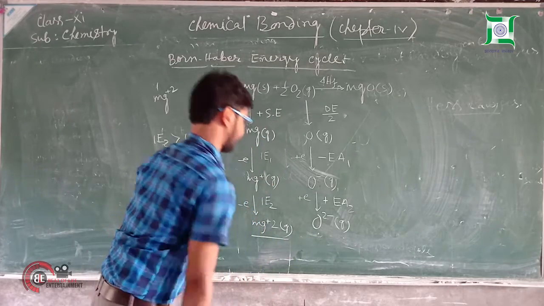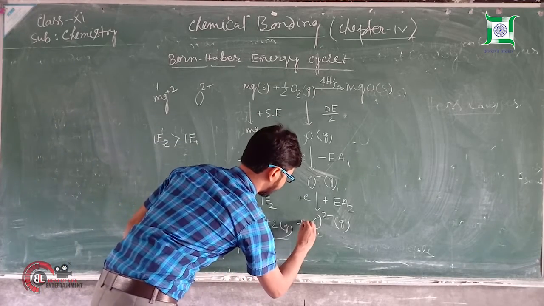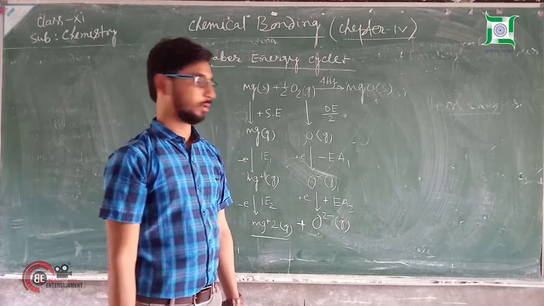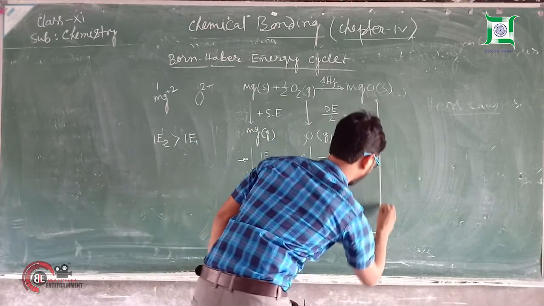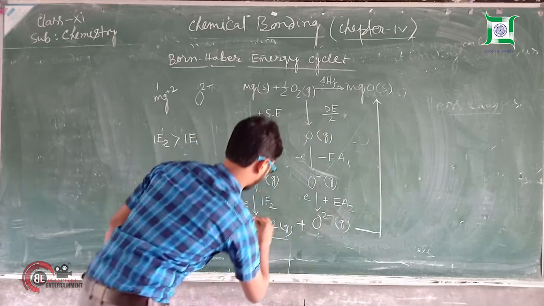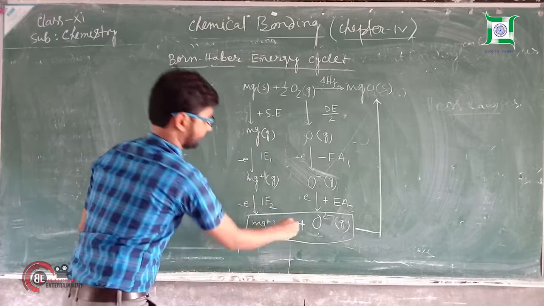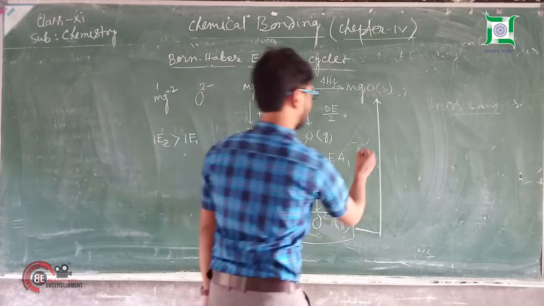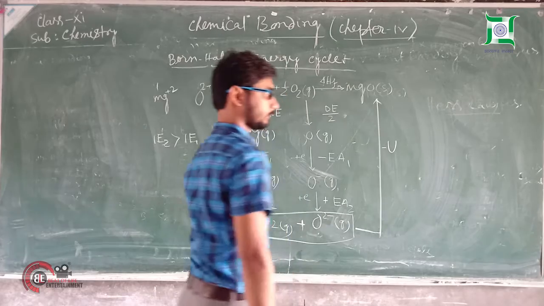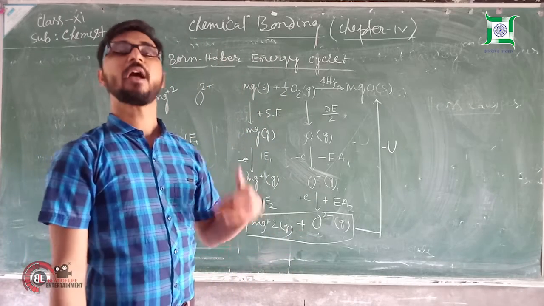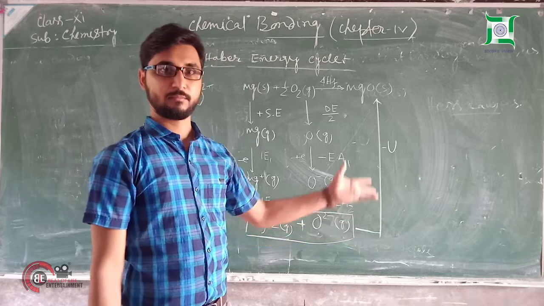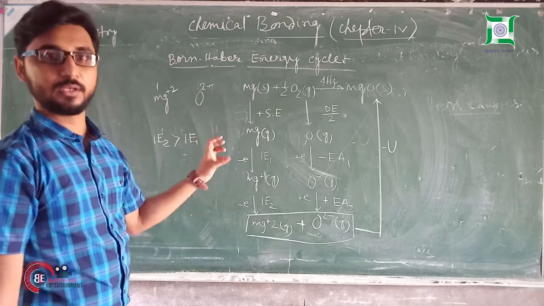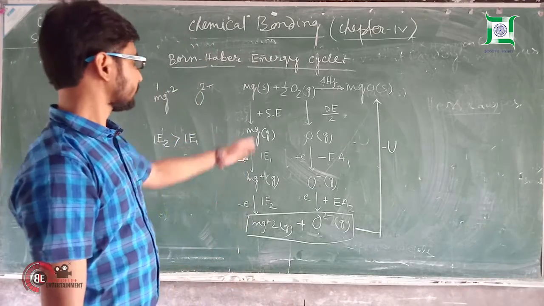Next, Mg2 plus gas combines with O2 minus gas through electrostatic force of attraction to form MgO solid. In this process, the heat energy released is known as lattice energy, with a minus sign. Now let us see how many energy terms are involved in the steps.